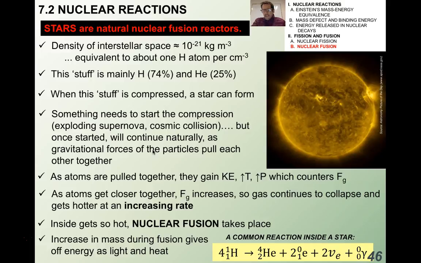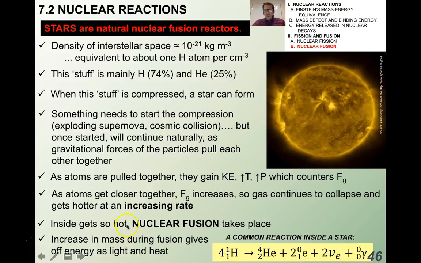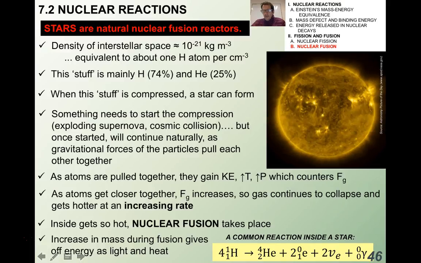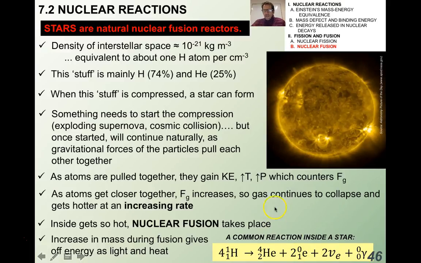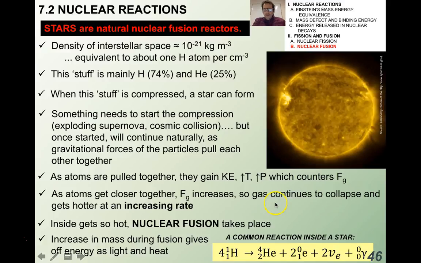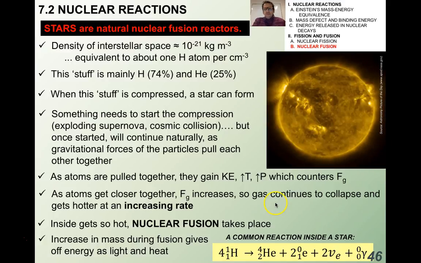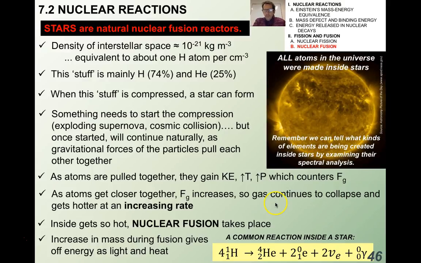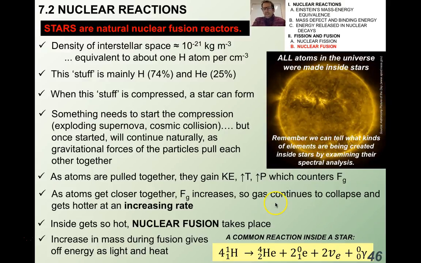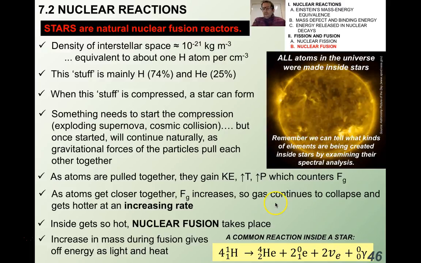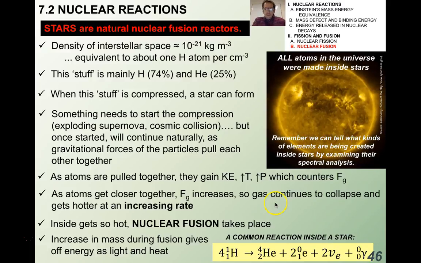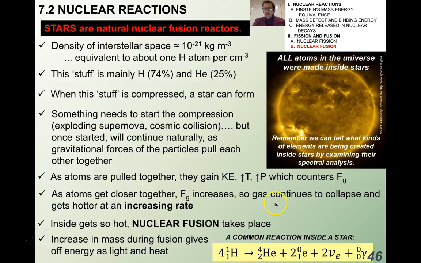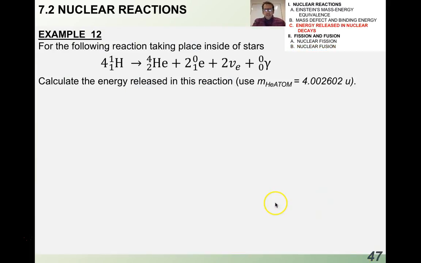A very common reaction inside of a star is 4 hydrogen atoms producing a gamma ray, a neutrino, 2 electrons, and a helium atom, okay? So remember that the universe is mostly made up of helium and hydrogen, okay? All atoms in the universe were made inside of stars, okay? And remember that we can tell by spectral analysis what kinds of elements are being created inside stars, or certainly in the atmospheres of stars, by examining these analyses, okay?